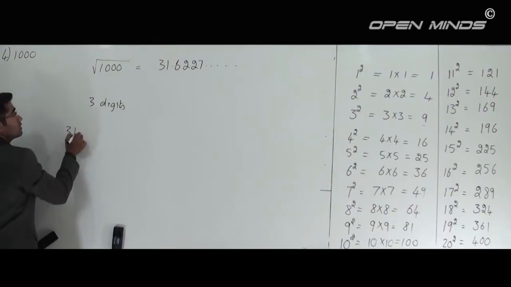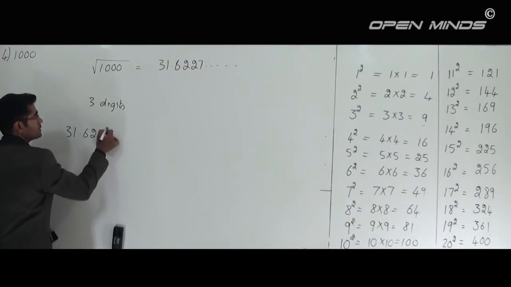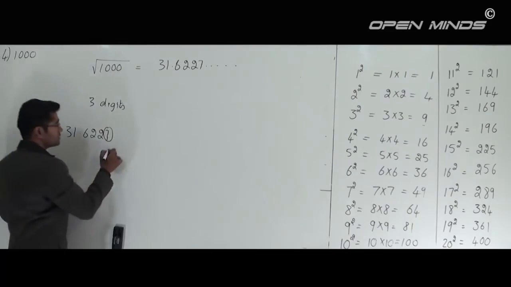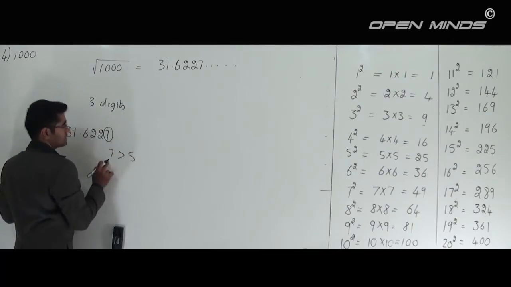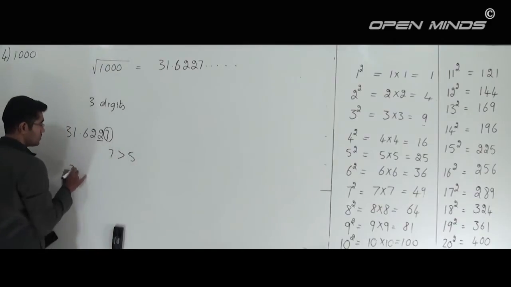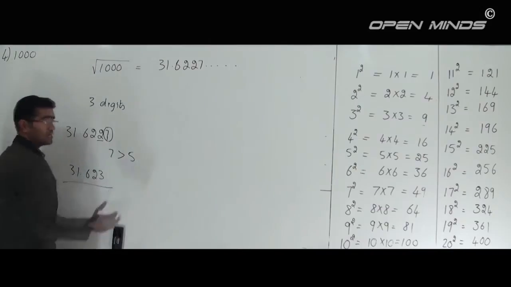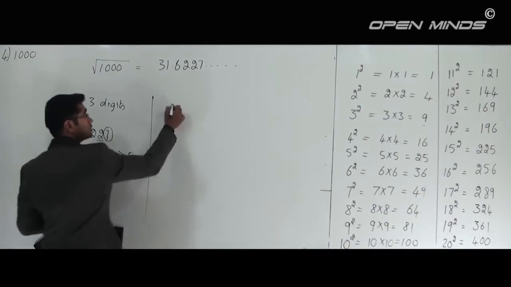31.6227. I'll write the 4 of them, and I'll check the 4th digit, and I know that 7 is greater than 5. So when this guy is more than 5, I'll increase this by 1. That is 31.623. That's it, and I will not write anything after this. That is it for 3 digits.